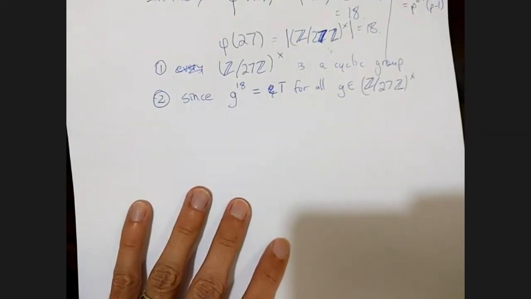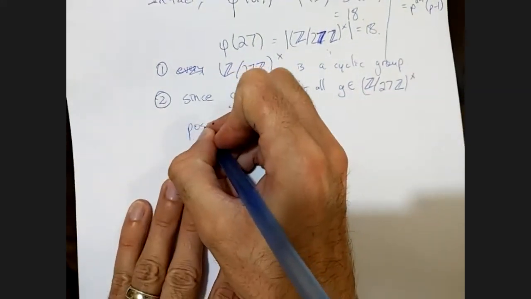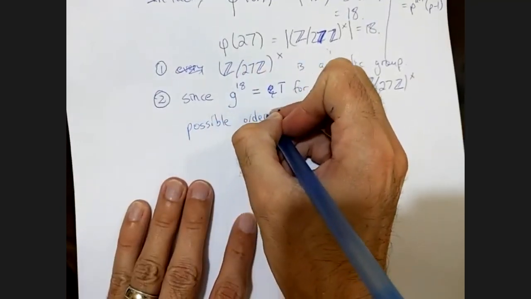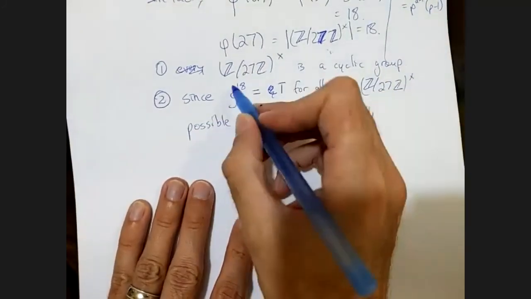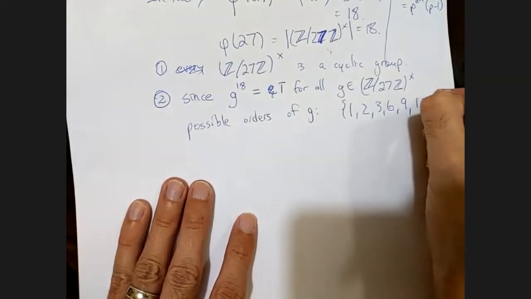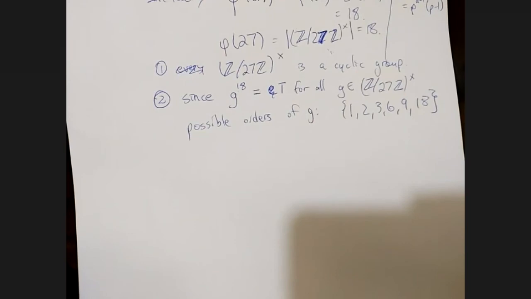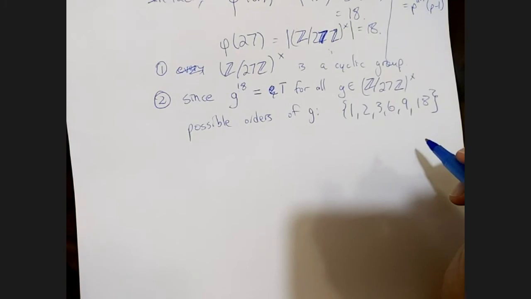Now since g to the 18th is the identity, the possible orders of g have to divide 18. So it could be order 1, it could be order 2, they just come from divisors of 18. Let's see, we have 3, we have 6, 9, and 18. That's it. So what I really should have done was check these, and that would of course be much more efficient.